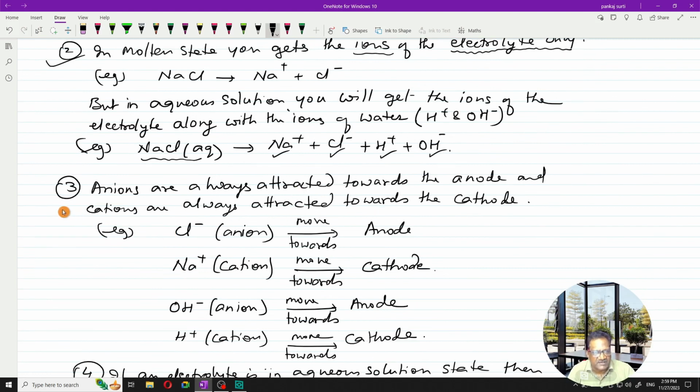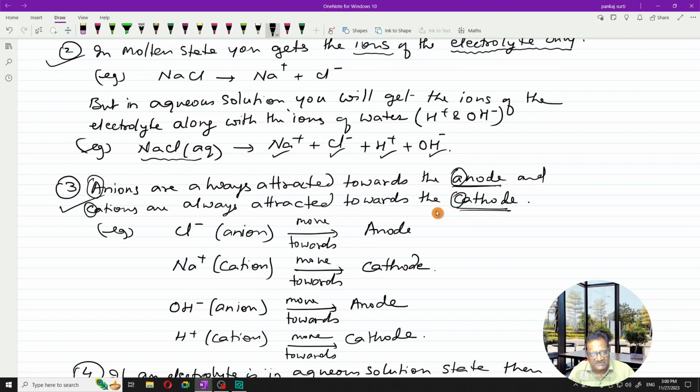Now coming to the third point, and the third point says that anions are always attracted towards the anode and the cations are always attracted towards the cathode. Remember this: anion starts with an A, anode starts with an A. So anions and anode will be attracted towards each other. Cations start with a C, cathode starts with a C, same. So cations will be attracted towards the cathode.